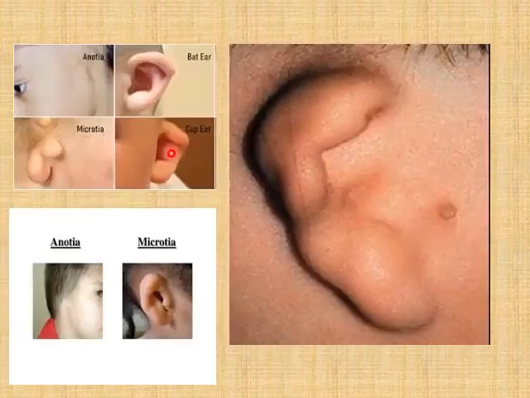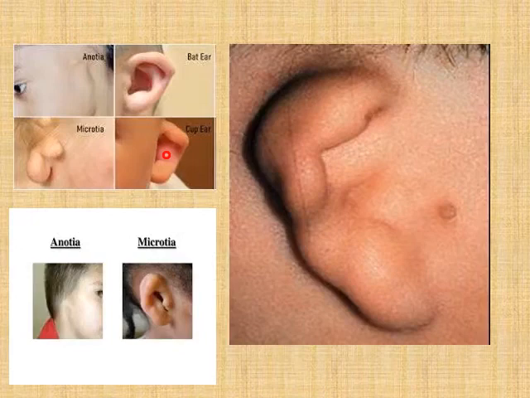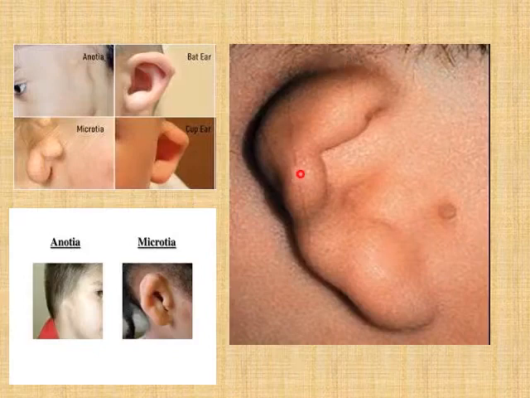Let's take a look at these photos showing the different anomalies of the external ear. Here the anotia, absent auricle, microtia, small and deformed auricle. We have here the bat ears, the prominent ears, cup-shaped ears. Another photo showing the anotia, the absent auricle, near the microtia. Another photo here showing the microtia together with the congenital meatal stenosis and preauricular sinus.